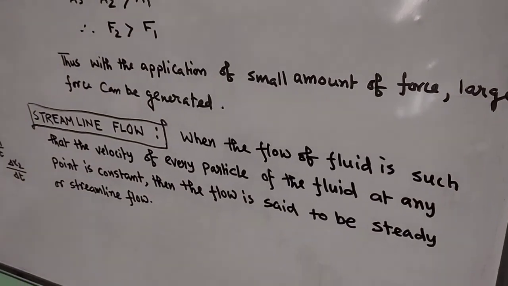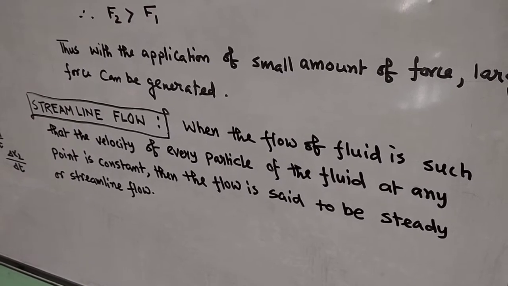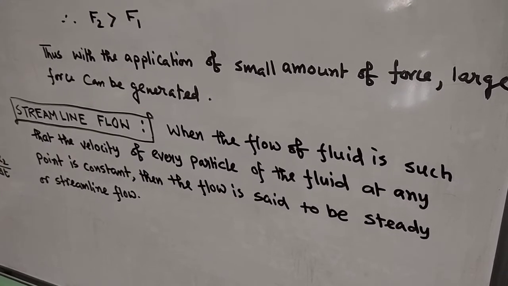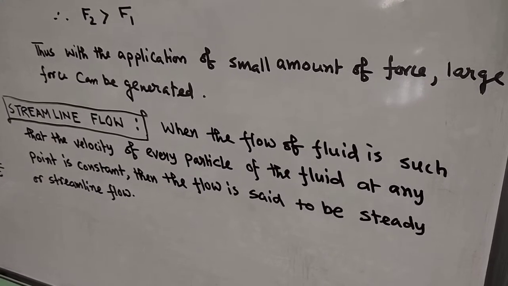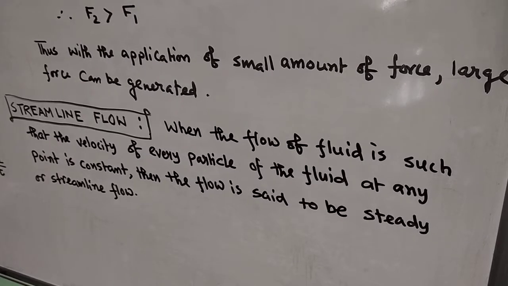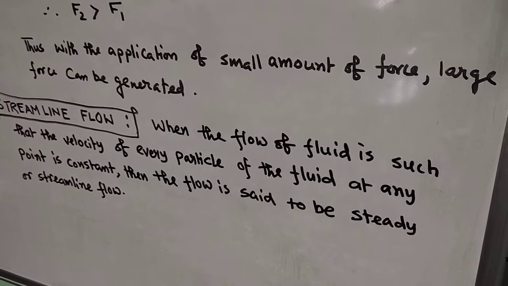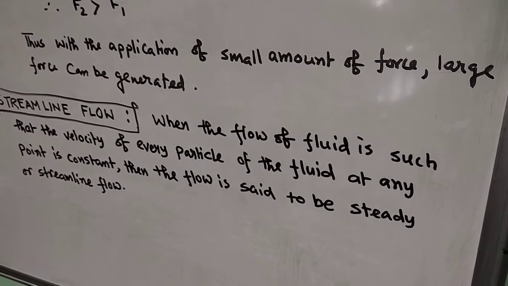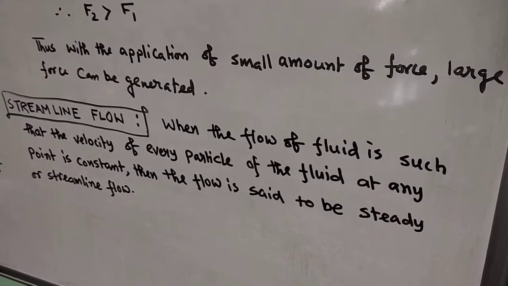Now let me define some more facts about the liquid, and that is streamline flow. Let me read out what we have written. When the flow of fluid is such that the velocity of every particle of the fluid at any point is constant, then the flow is said to be steady or streamline. Let me repeat, then we are going to explain. When the flow of fluid is such that the velocity of every particle of the fluid at any point is constant, then the flow is said to be steady or streamline.